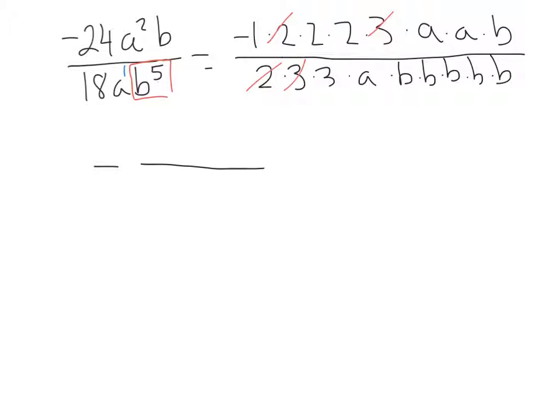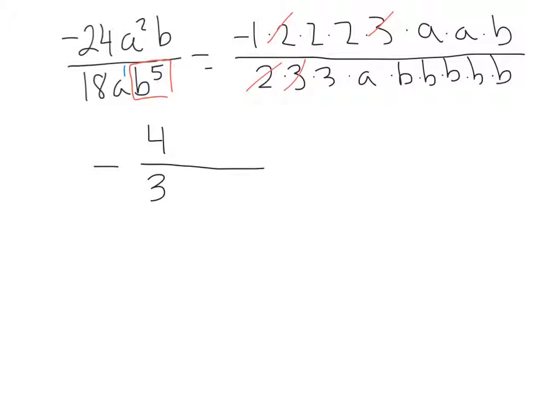And we can say we have 4 remaining on the top, since that's 2 times 2, and 3 remaining on the bottom. That's the only factor of the numbers left on the bottom. And of course, 24 over 18 reduces to 4/3, so you can think of it that way. Deal with the numbers, deal with the A's, deal with the B's.